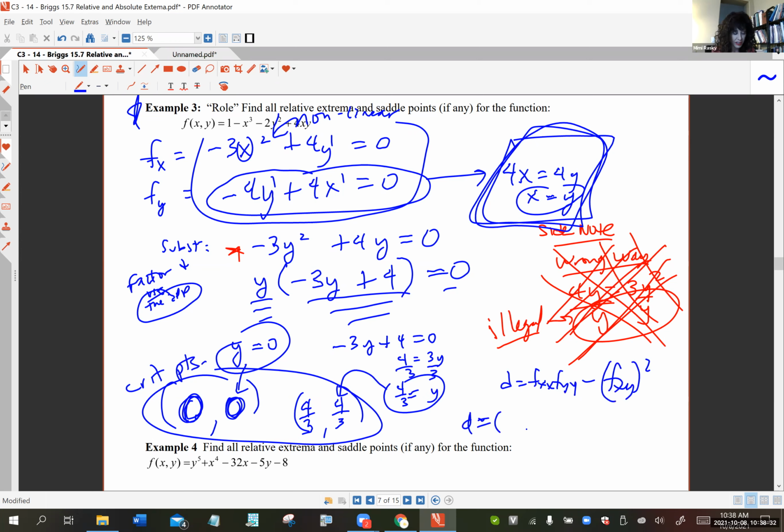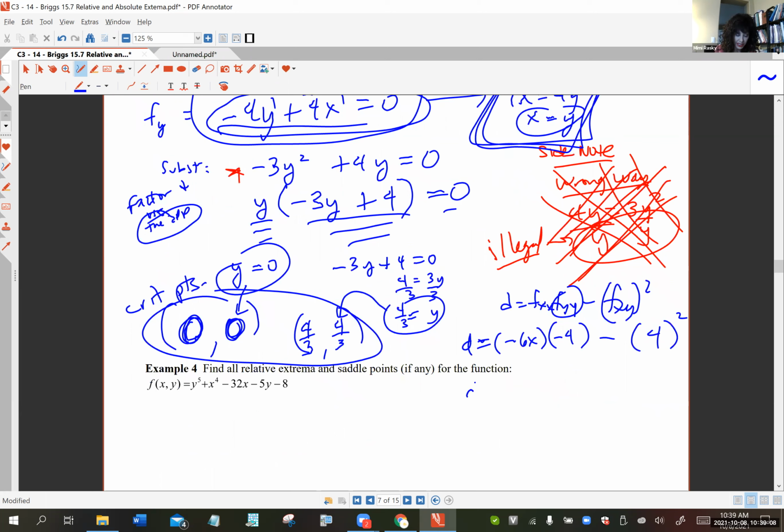Fxx is the derivative of fx with respect to x. So what is that going to be? I get negative 6x for fxx. And then I'm going to multiply that by fyy. Fyy is the derivative of fy with respect to y, but that's negative 4, minus fxy getting squared, which is going to be the derivative of fx with respect to y. All right, I just get 4. So you're going to go 4 squared. So what is our D? Our D is 24x minus 16. There we have it. And now you can do your D test.